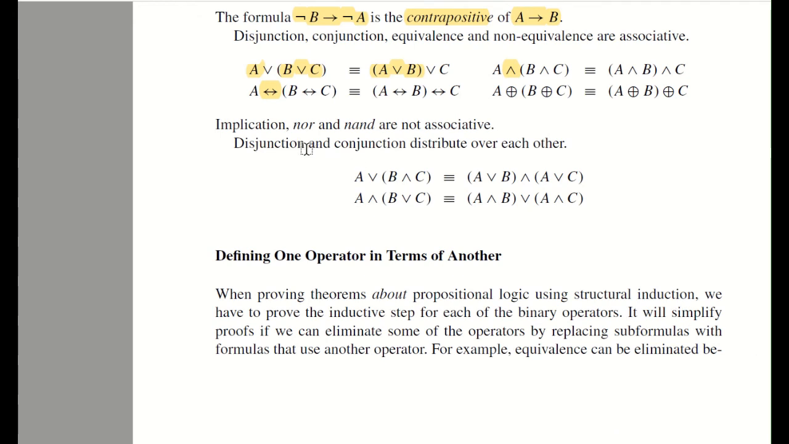Disjunction and conjunction are distributive over each other. This means that we can open the parentheses by putting the disjunction with each operand and connecting the parentheses by help of this conjunction here. And the same stands for a disjunction in the brackets and a conjunction outside. So this is the distributive law.